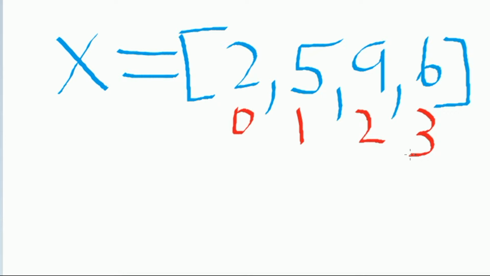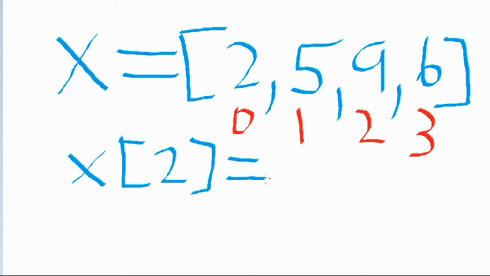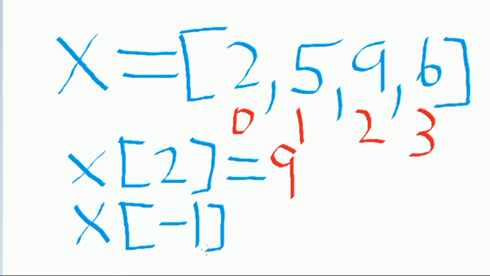So in this example, we have 2, 5, 9, and 6, and their corresponding index numbers are 0, 1, 2, and 3. So x[2], or the item at index number 2, would equal 9. You can also use negative numbers when referring to items in the list, like x[-1] would equal the last item in the list, so it would be 6. And x[-2] would be the second to last item in the list, which is 9.